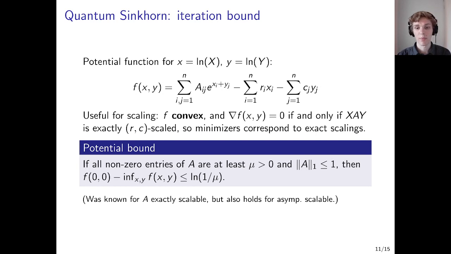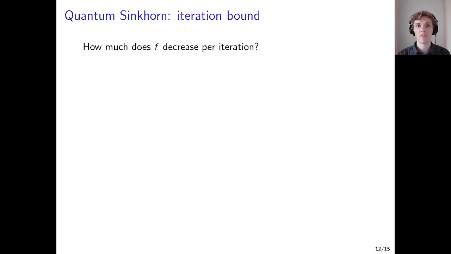Now, okay, we have our potential bound. So now we want to show that if our matrix is not epsilon scaled, then it decreases by a certain amount. If we can lower bound this, then we can show that we cannot have this condition for too many iterations, because otherwise our potential would drop too much. So the question is, how much does f decrease per iteration?